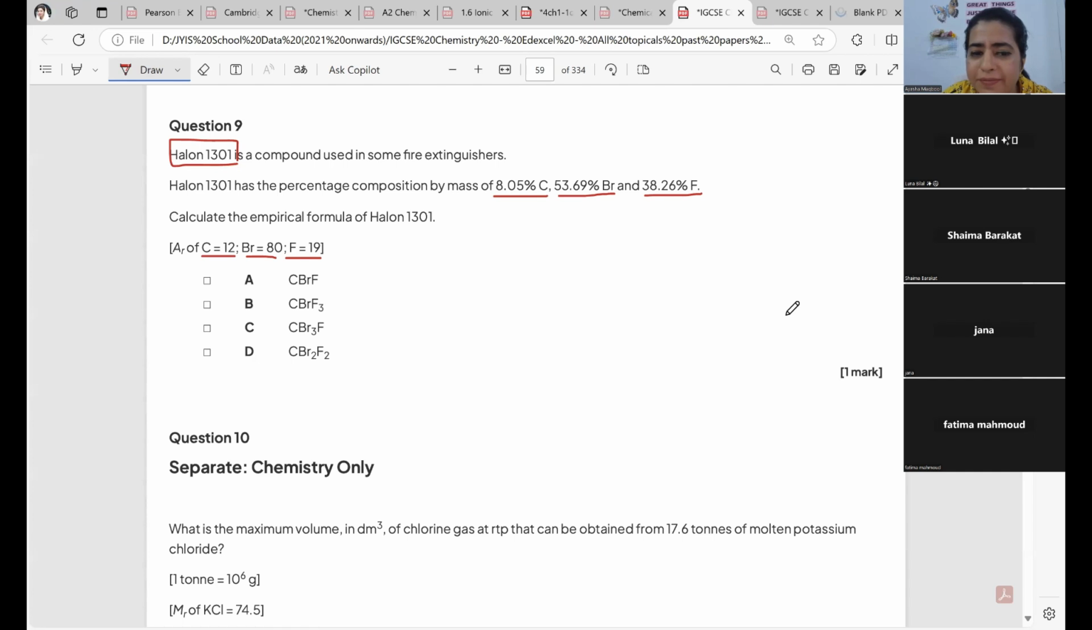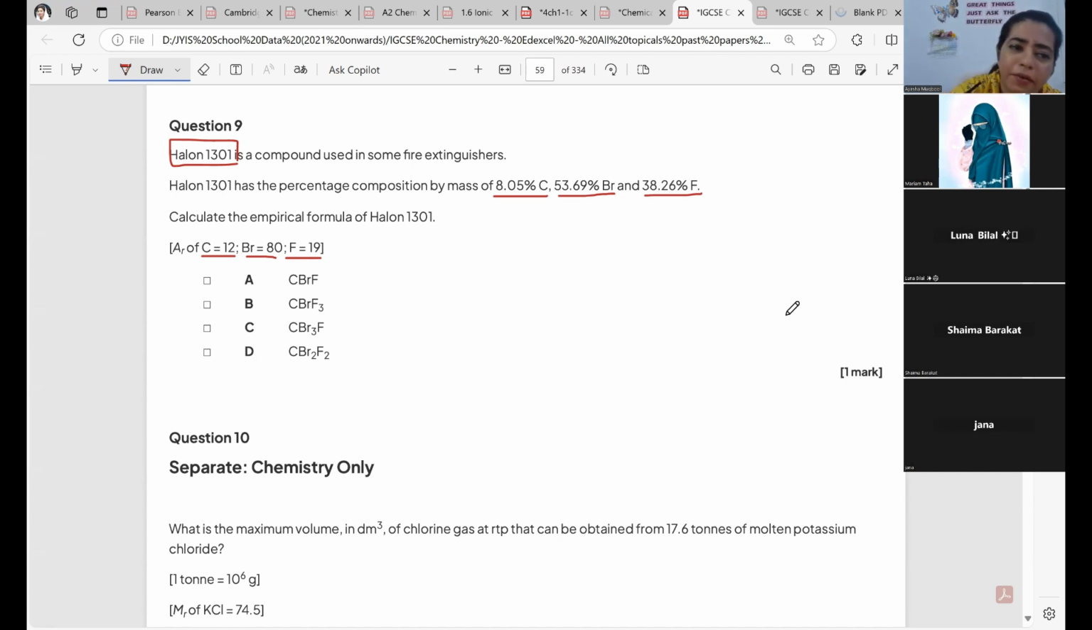Yes, sure. Jude got the answer B. Okay, let's see what other students are getting. Anyone else is done? Take 1 more minute. Shaima also got B. Mariam got B. I also got B. So it means it is B. Let's quickly solve it.